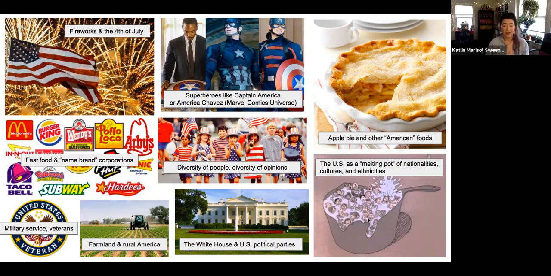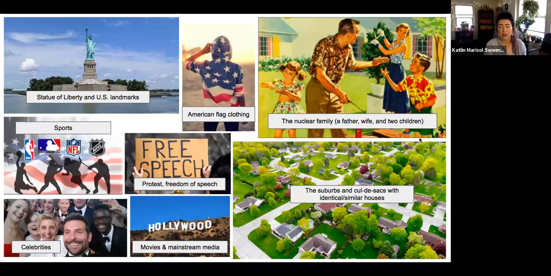Another common reference that I hear from students is the White House and US political parties. Oftentimes the Republican versus Democratic parties come up in these conversations, as well as military service and veterans. We see those images represented quite often in discussions of Americanness, typically in relationship to patriotism, and then farmland and rural America as a landscape that, in country music, for example, shows up quite prominently, but when we think about other US productions, oftentimes is erased or not as visible, or is stereotyped in ways that are not necessarily nuanced.